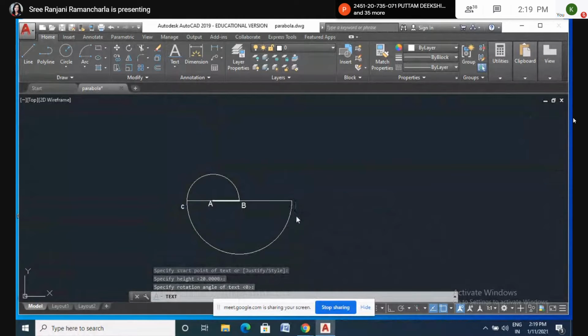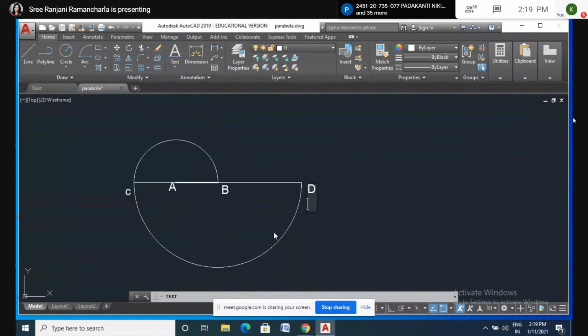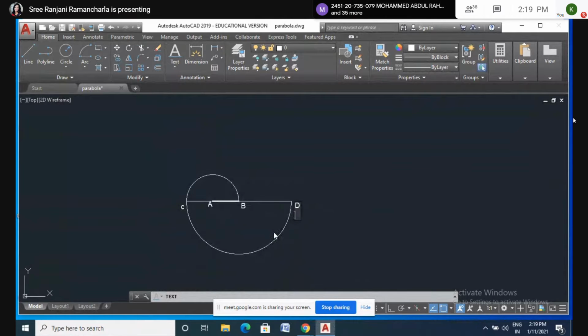Is it clear, all of you? Okay. Now here again, what do I have to do? So here I completed one revolution. Now I want to draw two more revolutions. Again, we'll take A as a center, D as a radius. A as a center, AD as a radius.